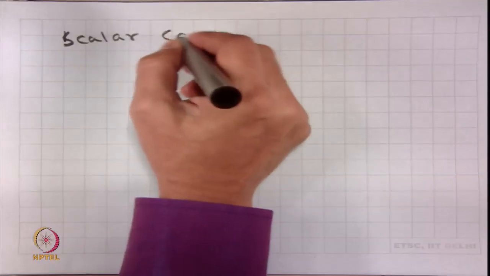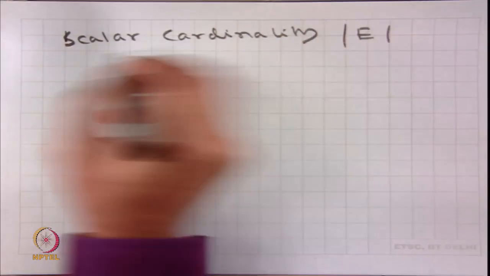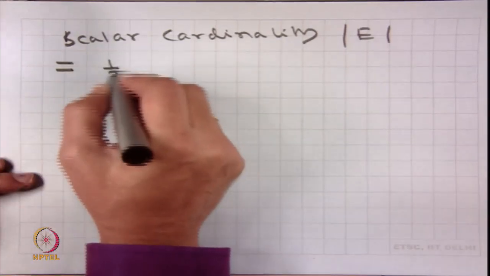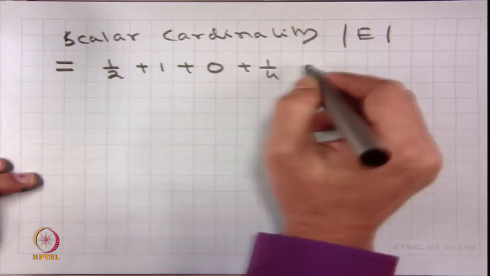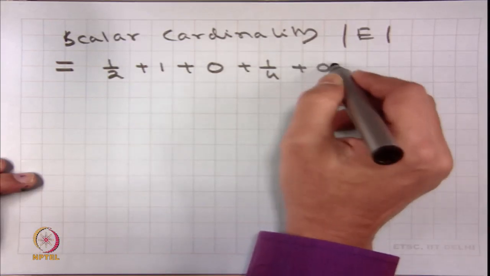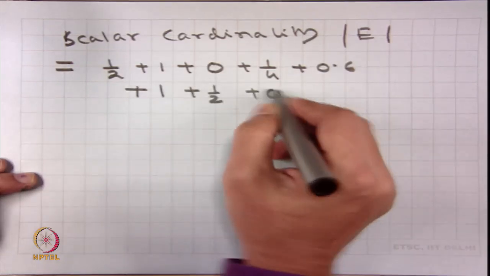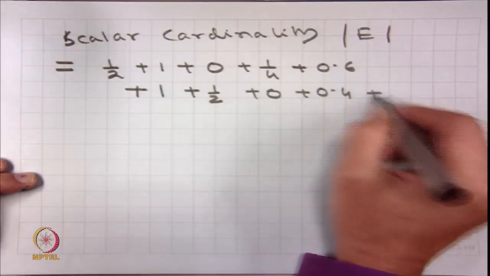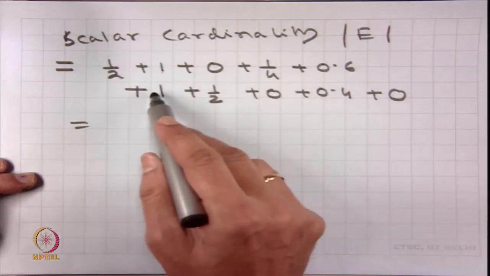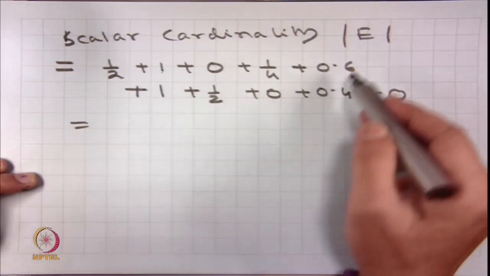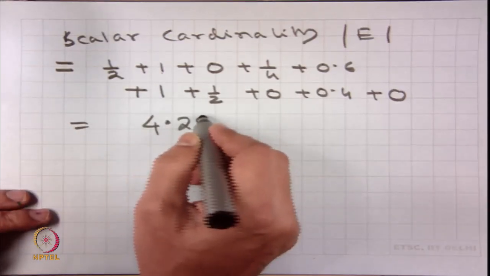Therefore, scalar cardinality of E is equal to half plus 1 plus 0 plus 1 by 4 plus 0.6 plus 1 plus half plus 0 plus 0.4 plus 0 is equal to 1.5, 1.75, 2.75, 3.25 plus 1 is equal to 4.25.